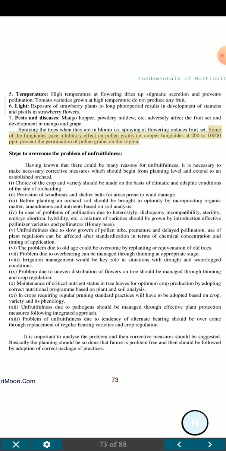Copper fungicides at 200 to 10,000 ppm prevent the germination of pollen grains on the stigma. Steps to overcome the problem of unfruitfulness.